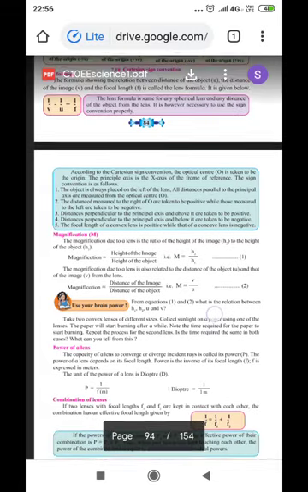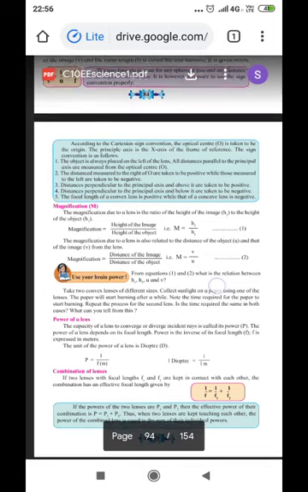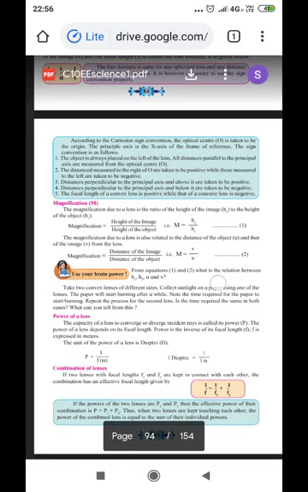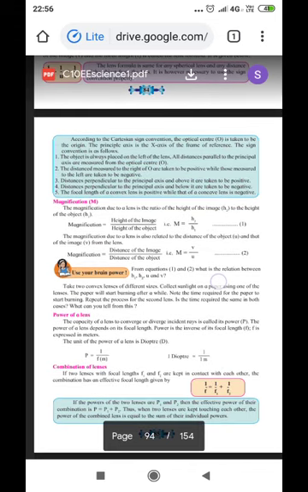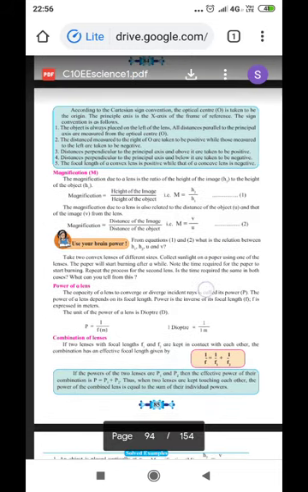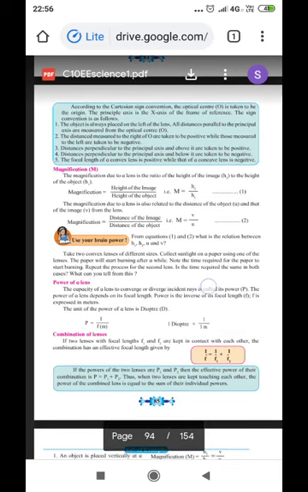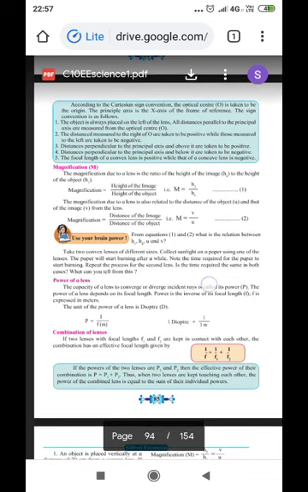Now, similarly, as it was in concave and convex mirror, the same terms are used in lens also for magnification. The magnification due to the lens is the ratio of the height of the image h2 to the height of the object h1. Magnification equals height of the image upon height of the object, that is m equals h2 upon h1. Equation 1. Now this is with respect to the height. Magnification can also be found out with respect to the object and the image distance. So the magnification formula can also be written as distance of the image upon distance of the object, that is m equals v upon u.